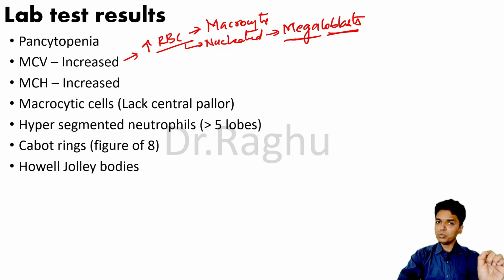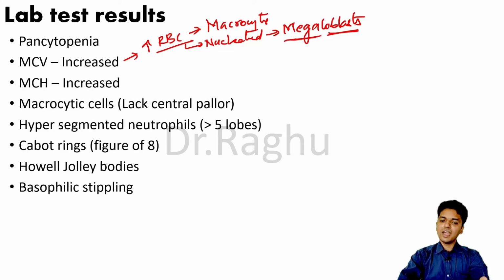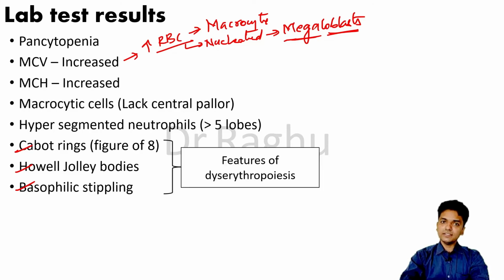We can see a blue dot within the RBC, which are called Howell-Jolly bodies, and we can also see basophilic stippling. Remember, the Cabot ring, Howell-Jolly bodies, and basophilic stippling, all these three are not specific features of vitamin B12 deficiency. If all these three things are present, these are features of dyserythropoiesis.